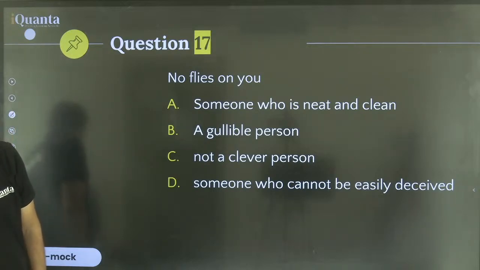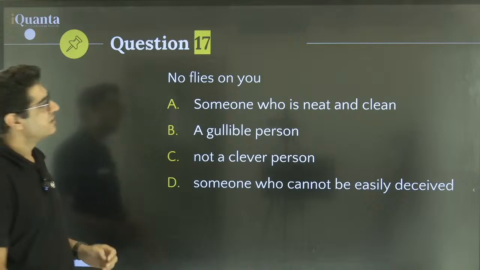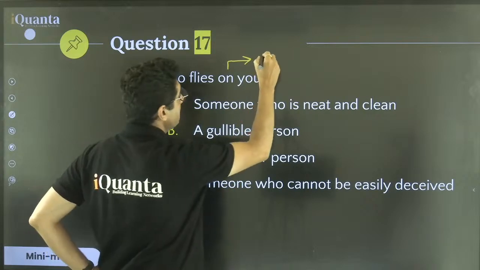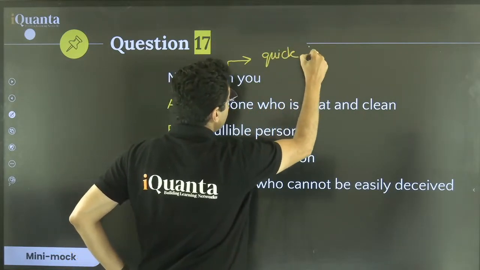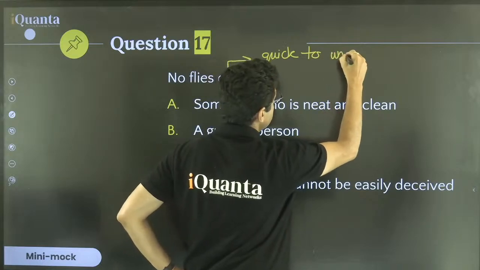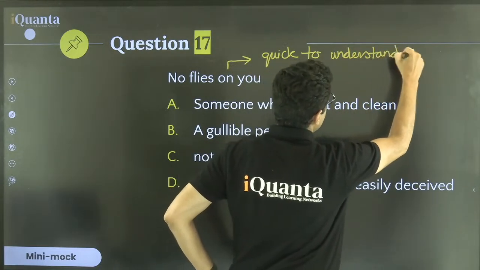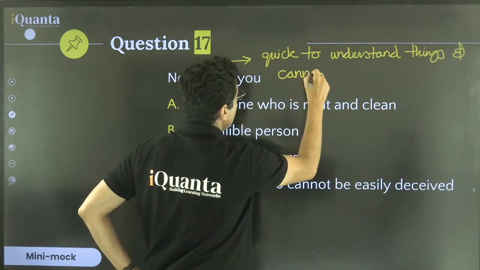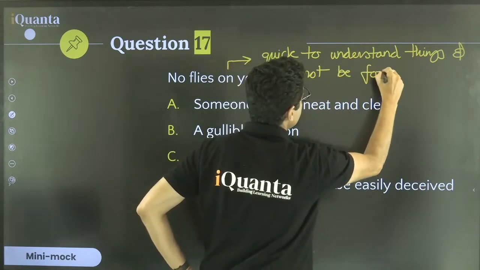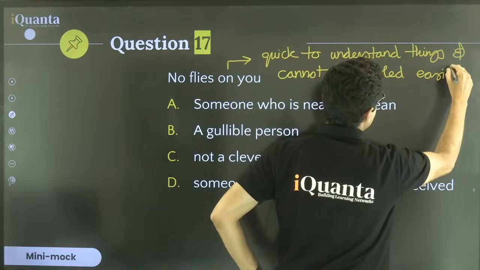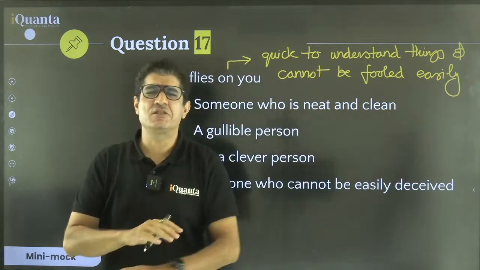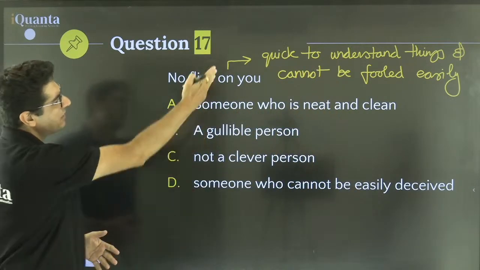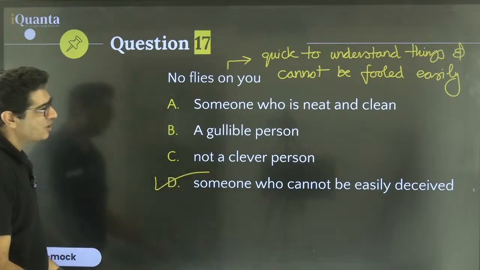Okay, so your answers. So if we say that a person has no flies on him, it means that he is quick to understand things and cannot be fooled easily. I say, this man is brilliant, there are no flies on him. So, consequently, now that you know the meaning, I think the answer has to be option D.